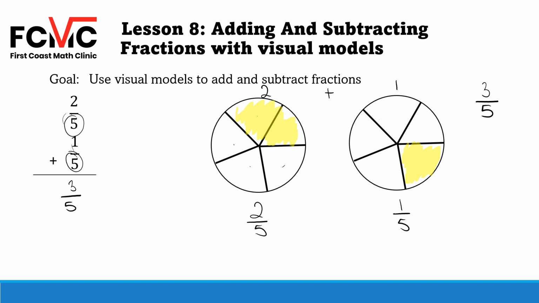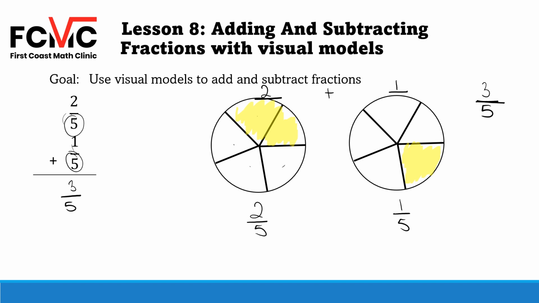So that's what's happening basically when we're adding up our fractions. We have the same number of total pieces, 5 and 5. We can compare these two circles, right? And we've got 2 pieces in the first circle, 1 piece in the second, and then 2 plus 1 gives us 3. So we got 3/5 as our answer.